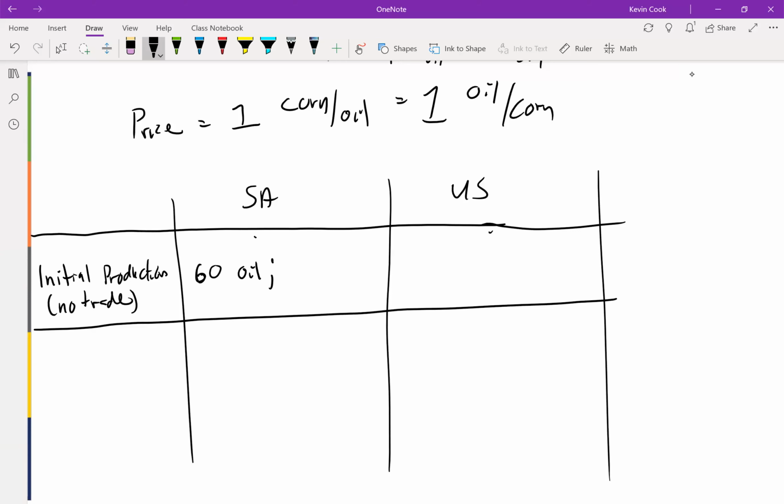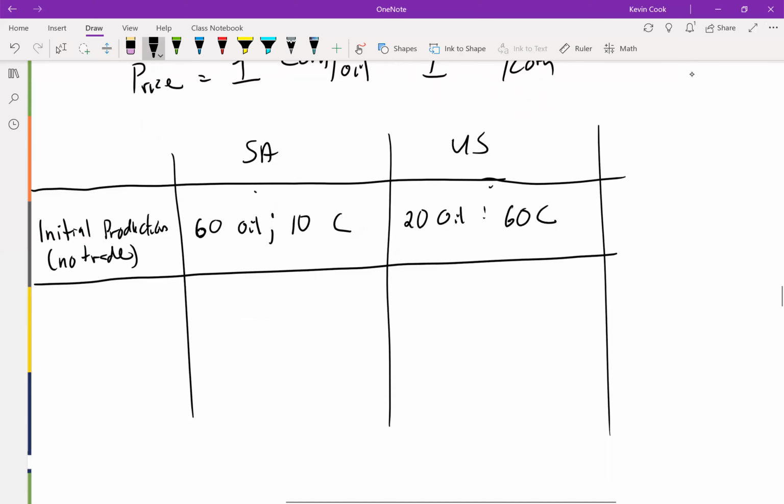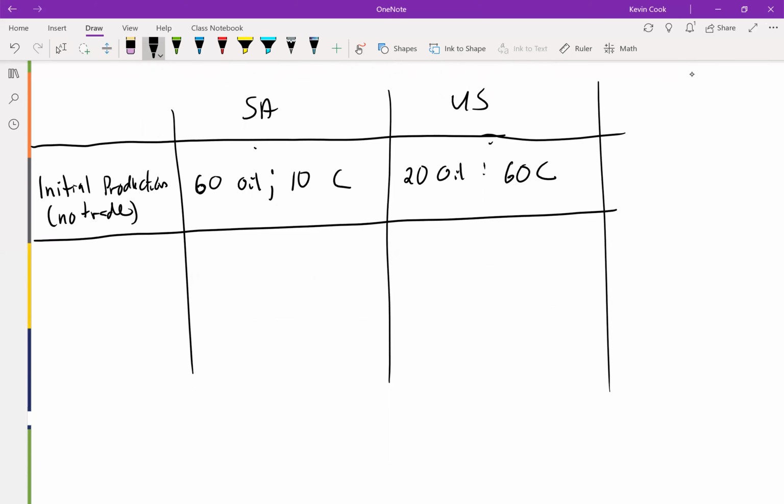And they produced 10 corn. And same thing, the US is going to produce 20 oil, and the US will produce 60 corn. And we just want that. That's going to come up later. We'll see that again down the road, but that's for later.